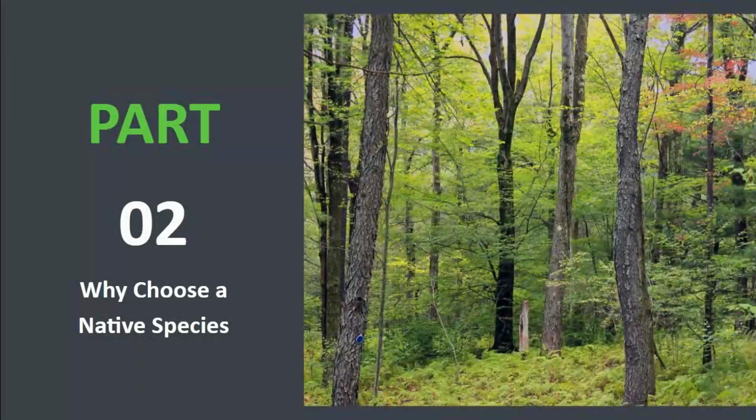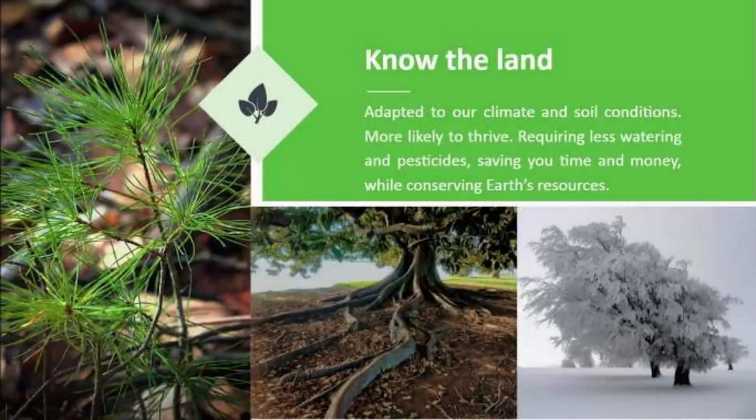So why should we care? Why should we care if we have an invasive tree that we want to plant, such as the silver maple, versus a non-invasive and native species? Well, our native plants, they already know the land. They're adapted to our climates. They're adapted to our cold winters, our hot summers, our wet springs.